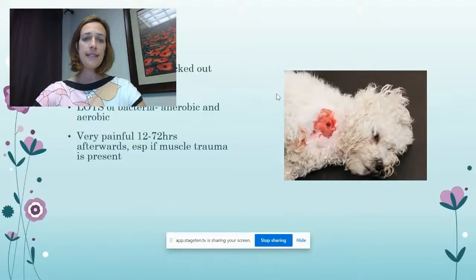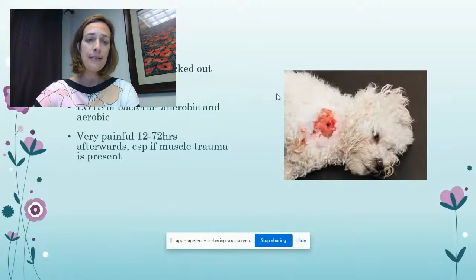The other reason that I get these kids checked out is after the adrenaline wears off, 12 to 72 hours afterwards, your kiddos are going to be painful, quite painful, especially if there was a big tooth that hit any type of a major muscle group. You're going to see some muscle trauma and it's going to be painful for them. So we want to get them started on medications as soon as we can.